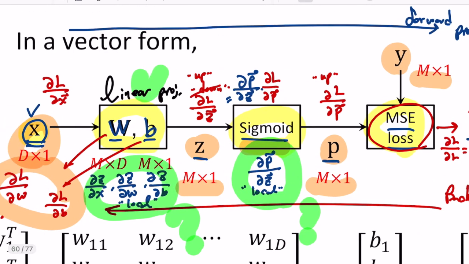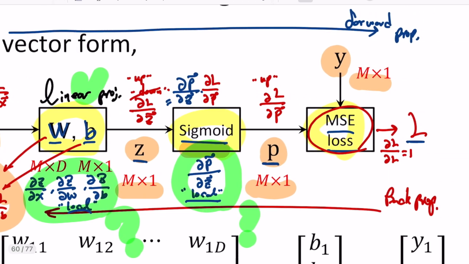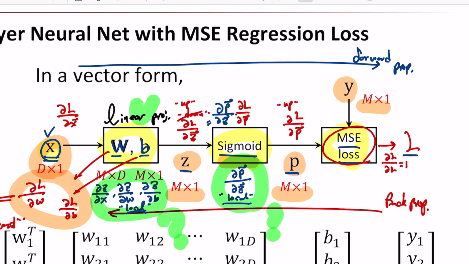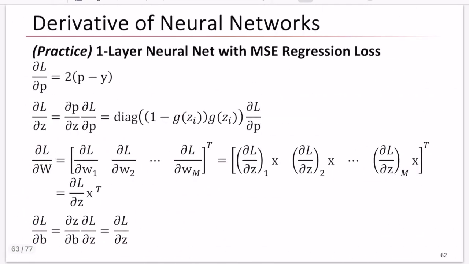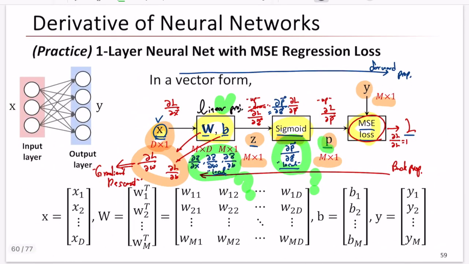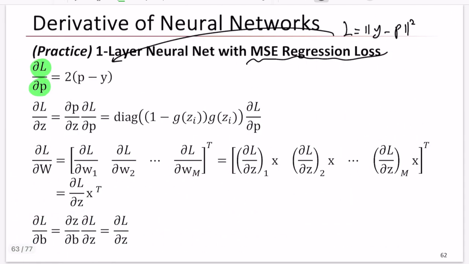Now we have the local gradients and the loss function, so we just backpropagate from the loss layer to the input layer. Let's do that. First of all, the MSE regression loss L was like y minus p squared. So first of all, the loss gradient with respect to p. Let's go back to here. The gradient with respect to p should be just 2 times p minus y from here, just p minus y.